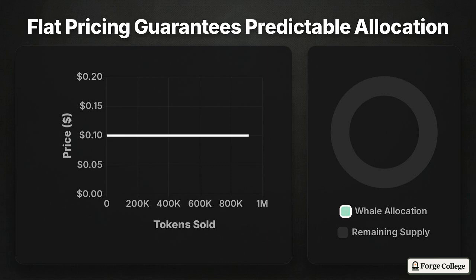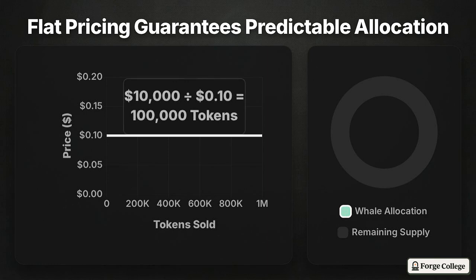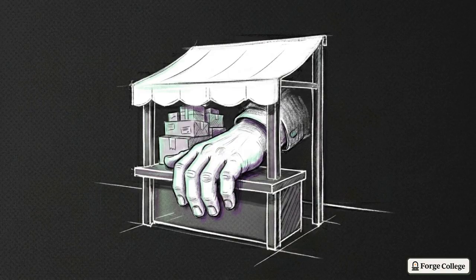This graph shows the approach of stall A, flat pricing. The price is locked at 10 cents per token, staying there regardless of volume. The math is predictable. $10,000 gets exactly 100,000 tokens. It's highly transparent and simple to code, but that simplicity has a downside.